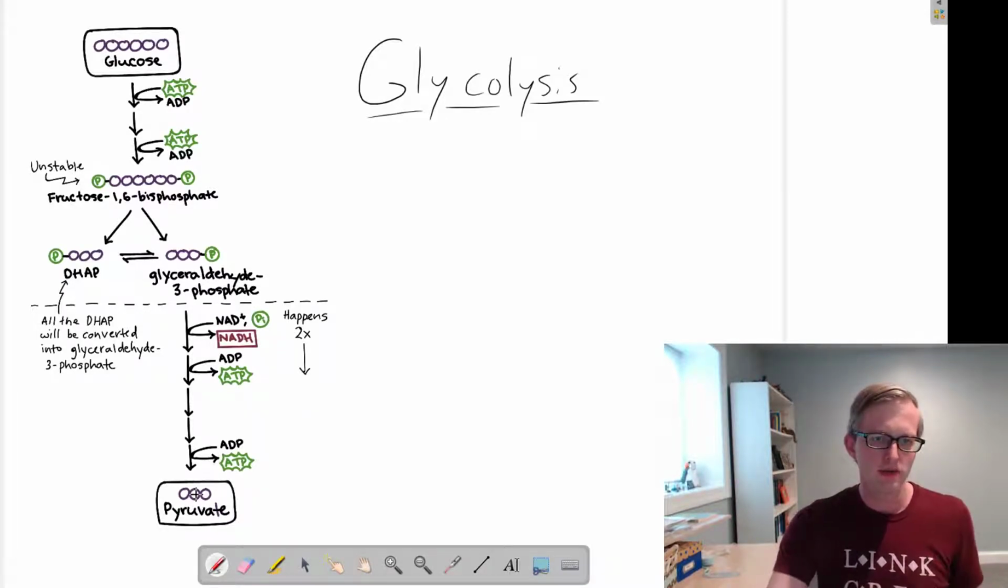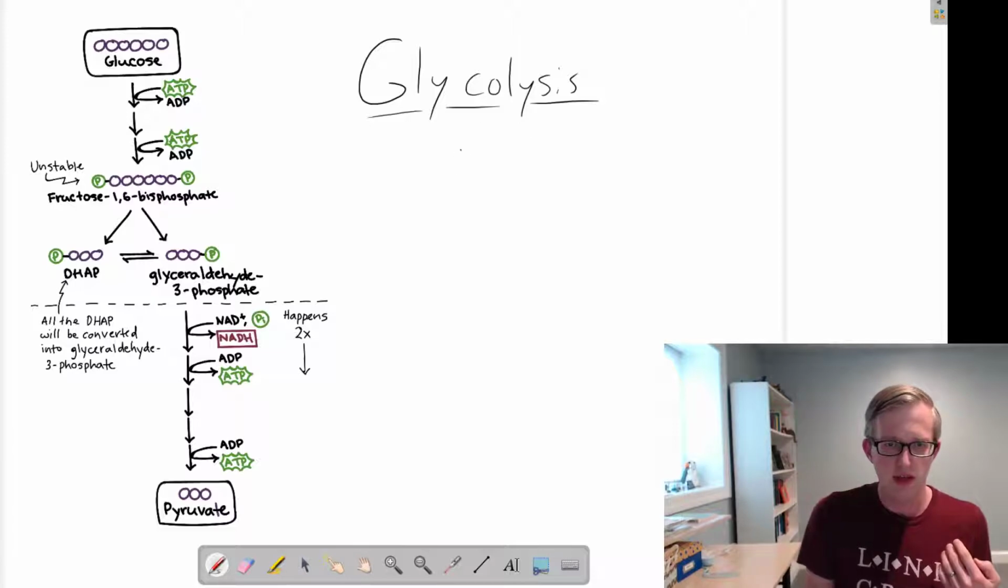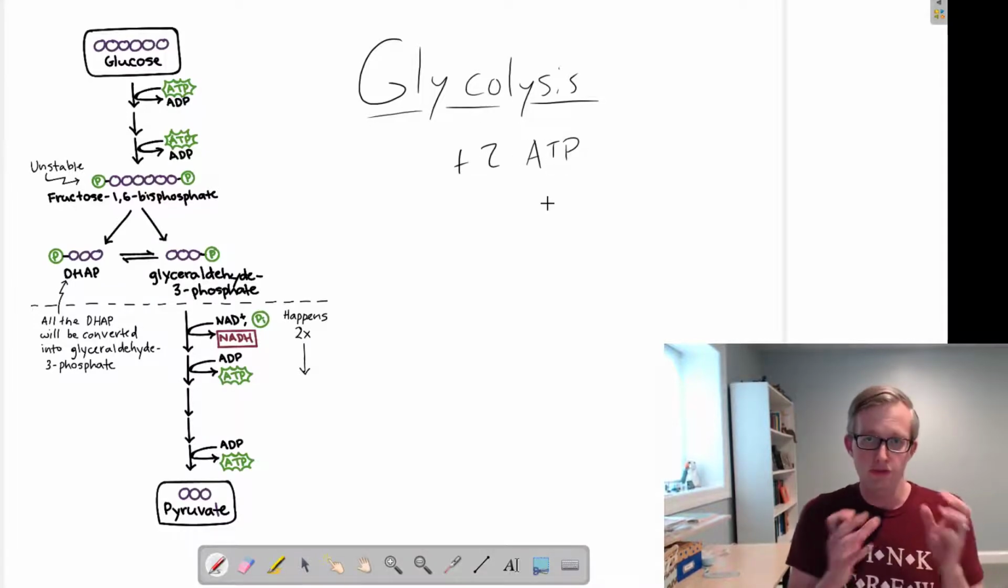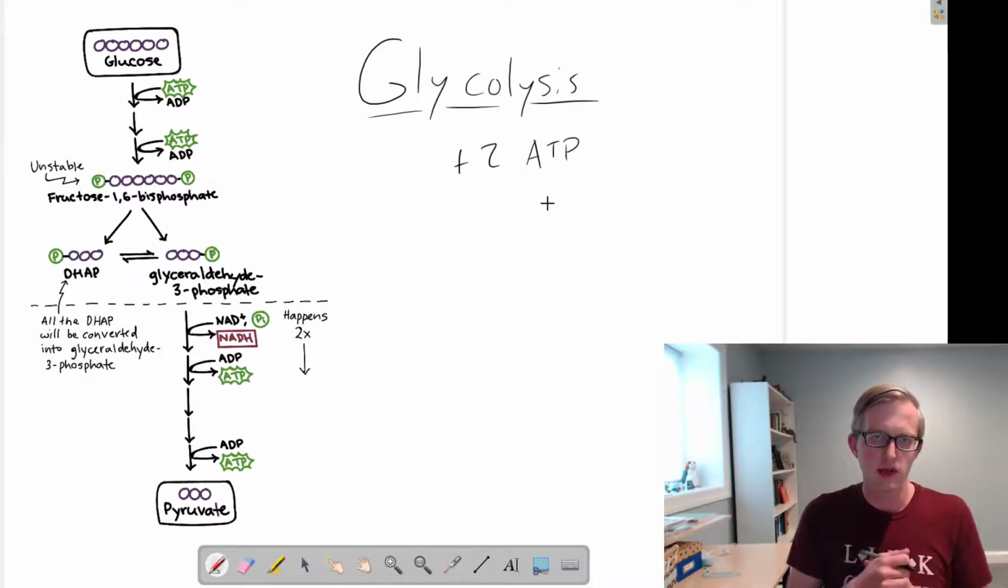You don't need to memorize the names of these things, but one thing I want to point out is we put 2 ATP in, but each of those 2 G3Ps is going to generate 2 ATP, which means you're going to generate a total of 4 ATP. So it cost us 2, but we got 4 out, which means that glycolysis is going to give us plus 2 ATP. And that's important because the first phase right away is going to give us 2 ATP for every glucose that we break down.